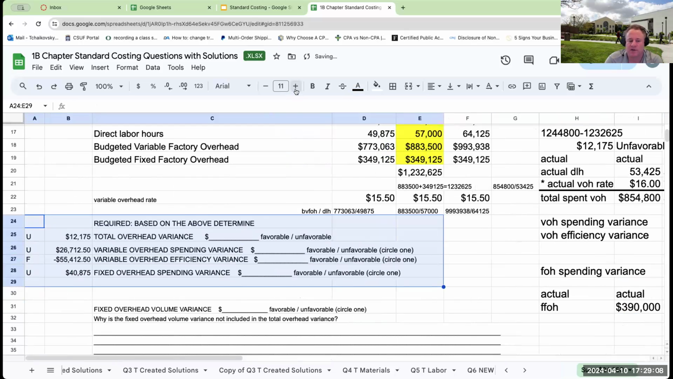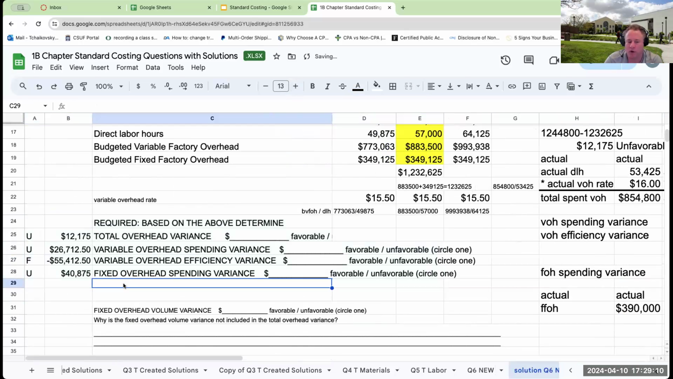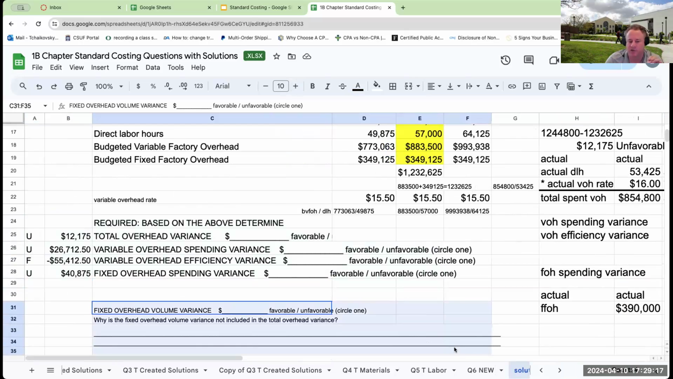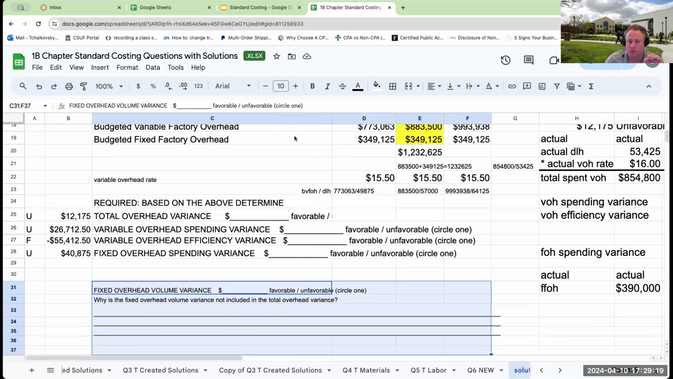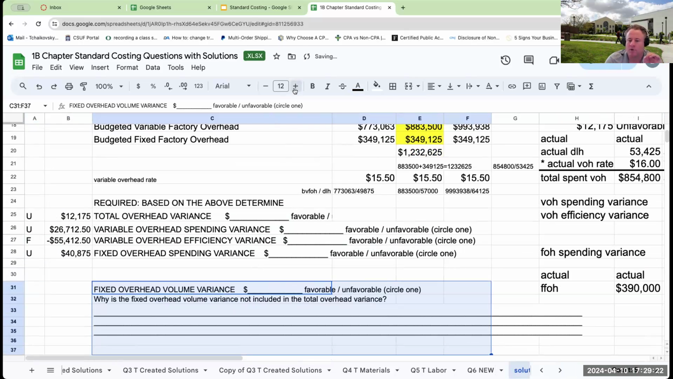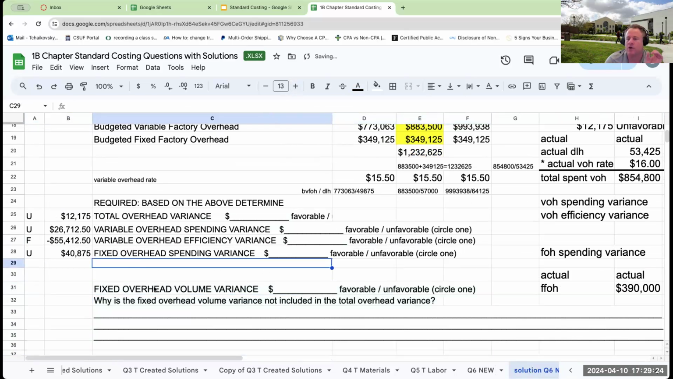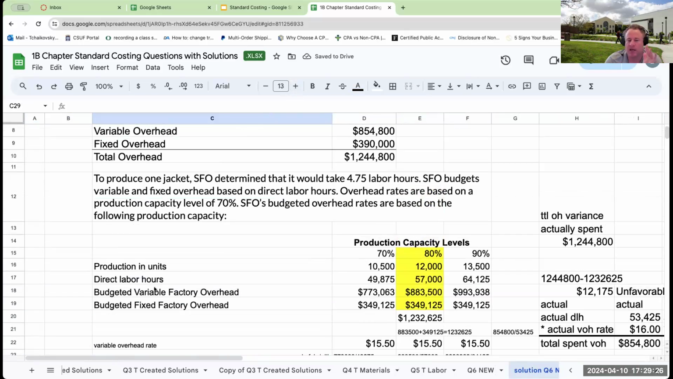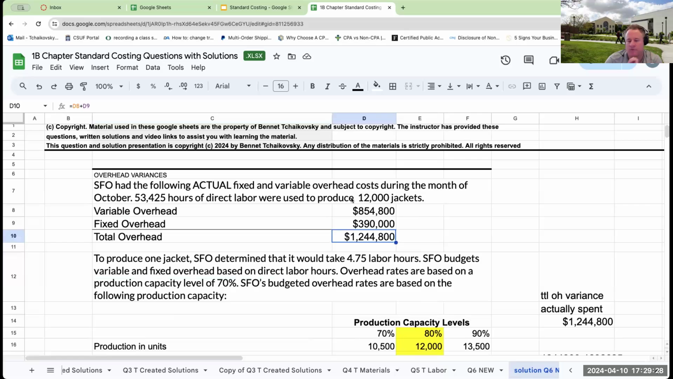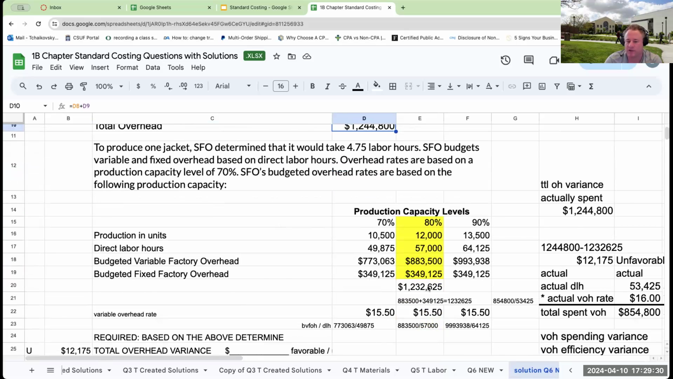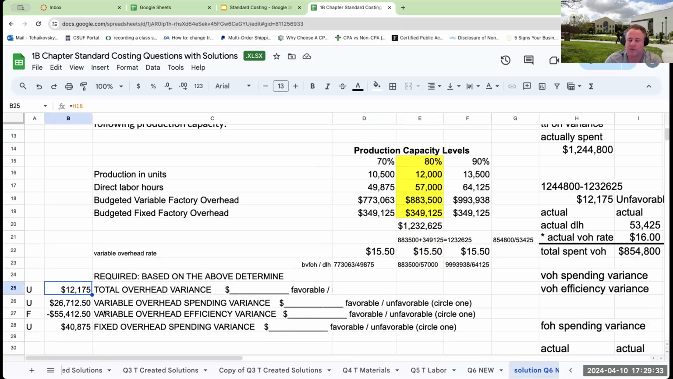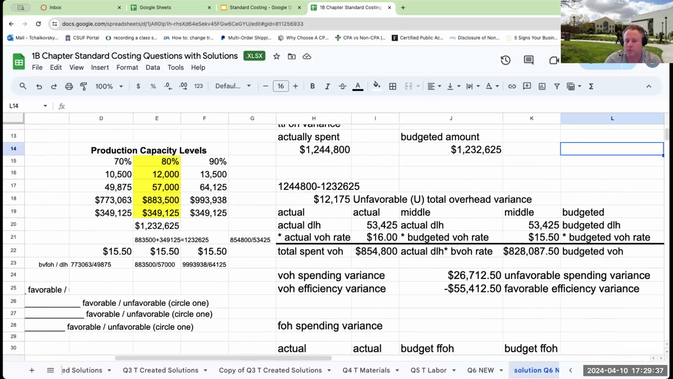So this is the key component of what you're going to need to go through and do on my exam, right? This next part down here is extra credit. We were going to go through and we'll do that separately. But what I want to do first is make sure that we all are on the same page, right? So again, first step, figure out the total overhead variance. We said it was over here, 12,175 unfavorable, right? I spent too much money on my overhead.